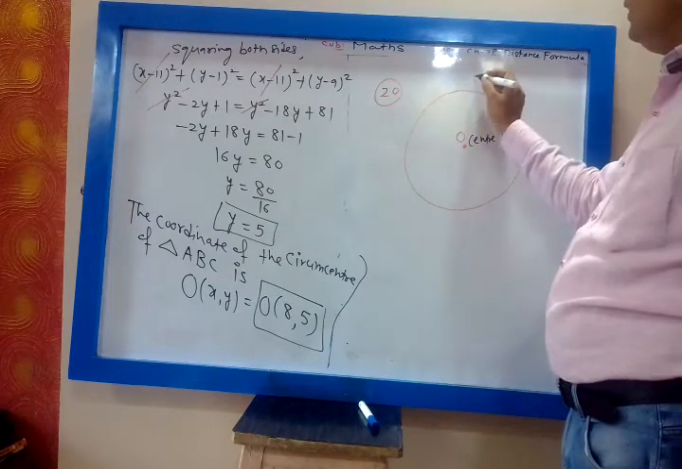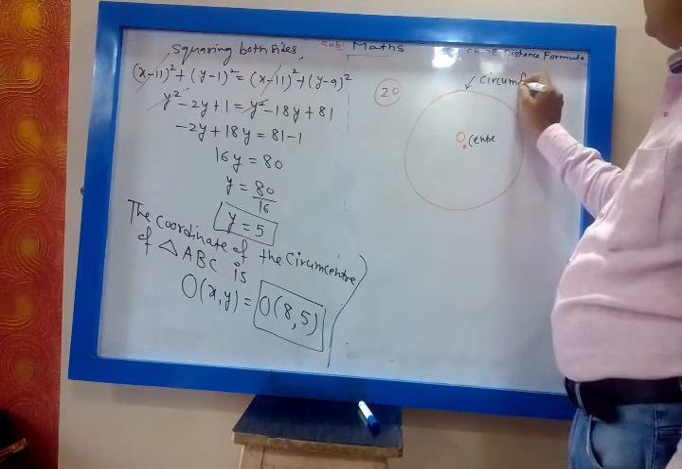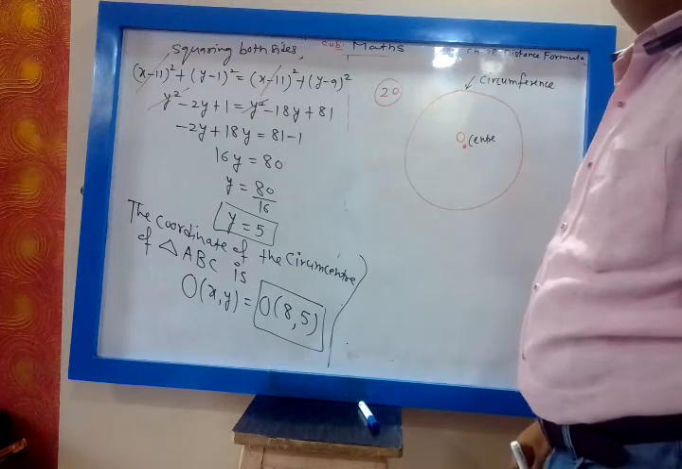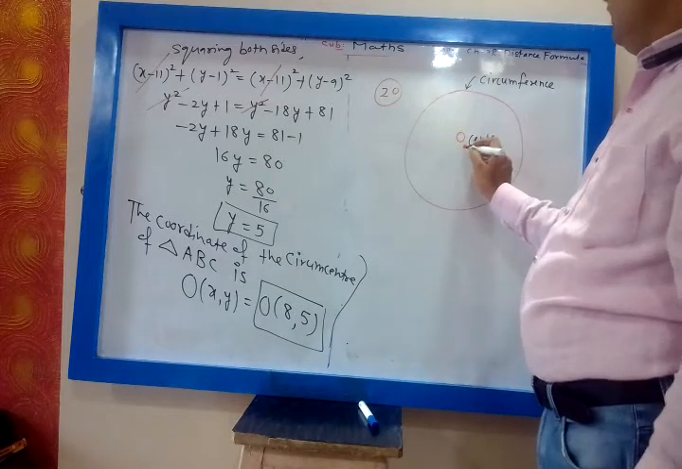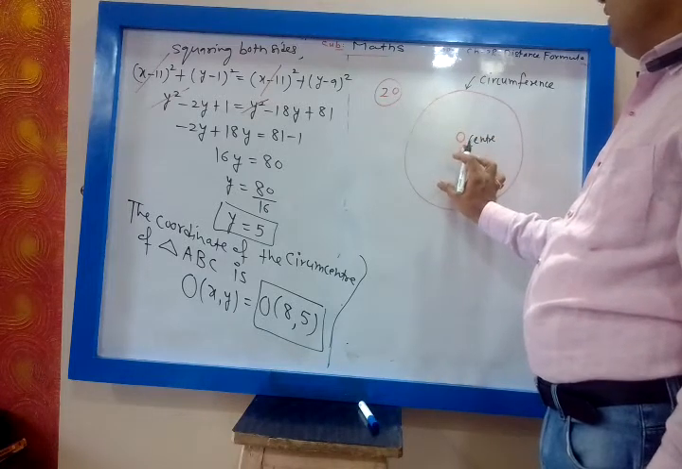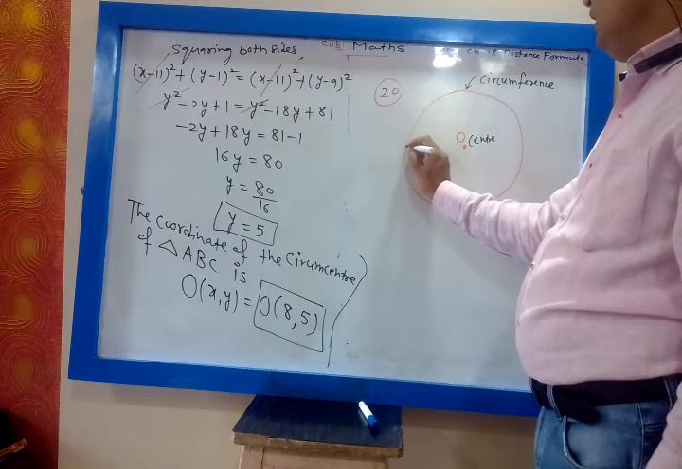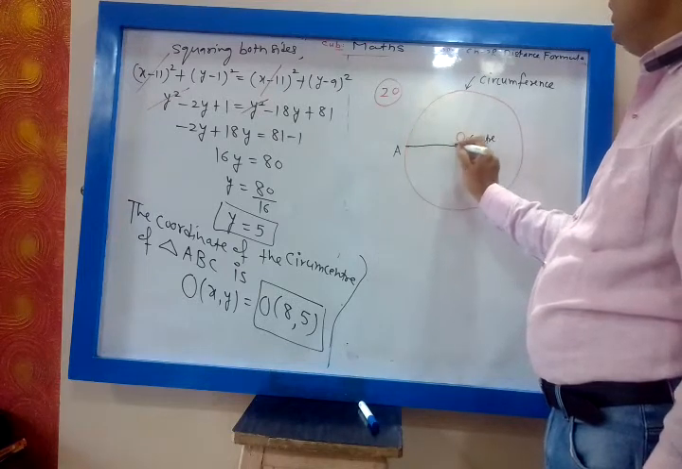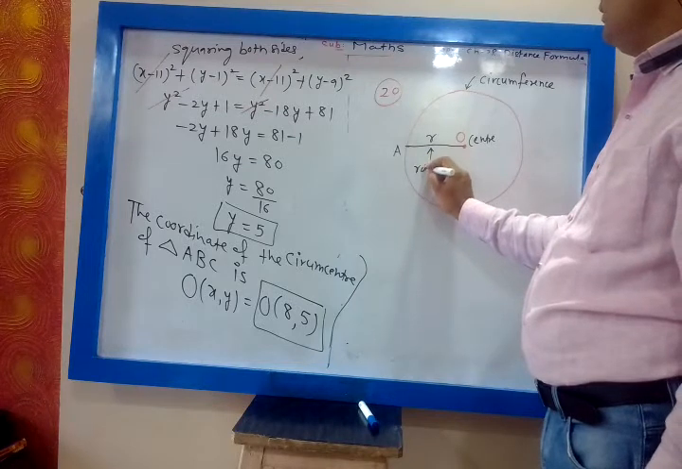And this is the circumference of the circle. And what is the radius of the circle? Tell me, what is the radius of the circle? It is the distance between any point on the circumference and the center. So OA is the radius. This is R, the radius of the circle.